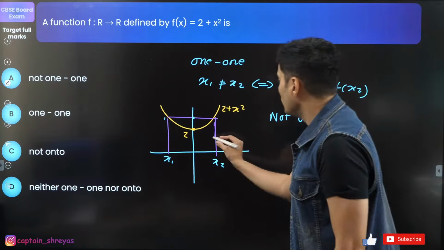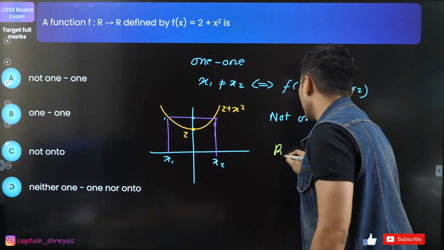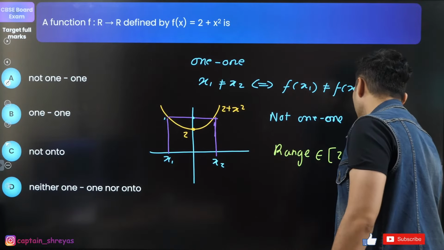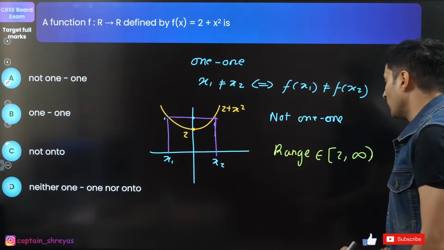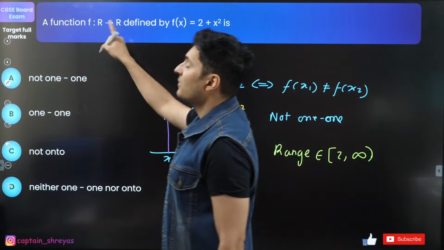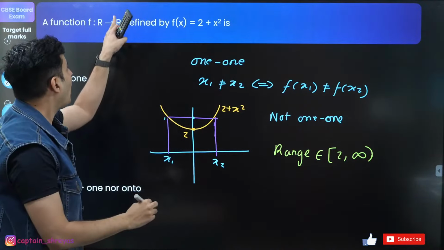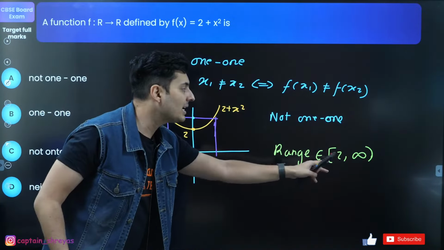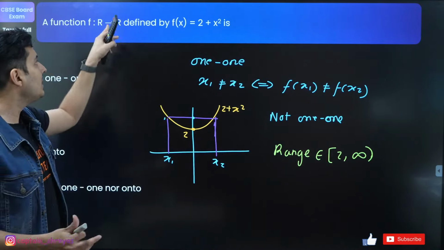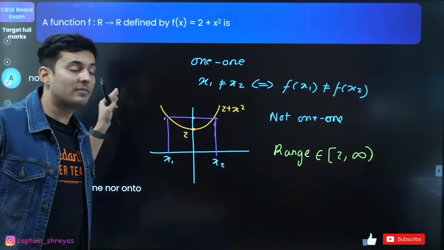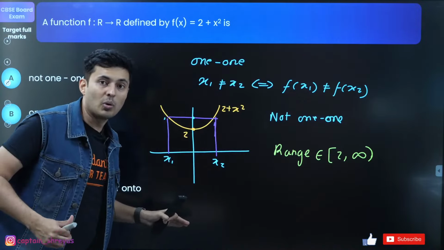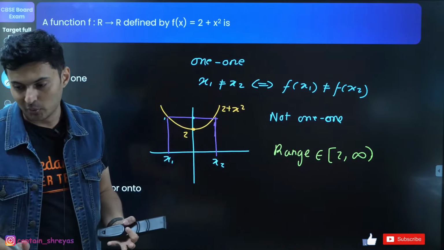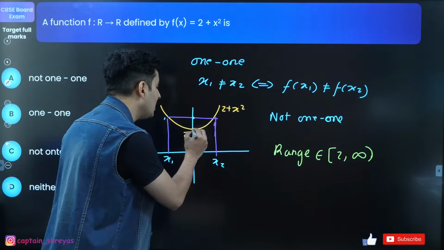No, right? Because do you see the range of the function? The range of the function clearly belongs to 2 to infinity, yes or no? But here it's defined from R to R. Not all the points in your codomain are used. So obviously there are so many values from minus infinity to 2 which are not a part of the range. So it can't be onto. Yes, the minimum value is 2.